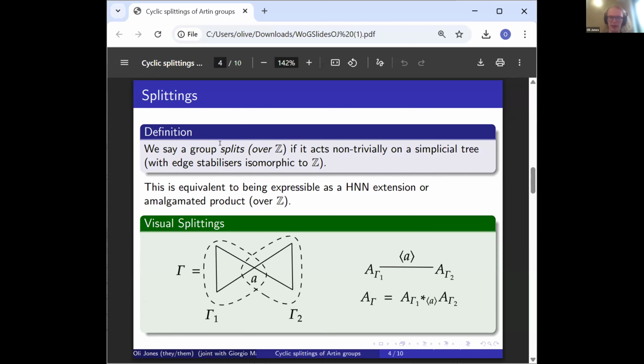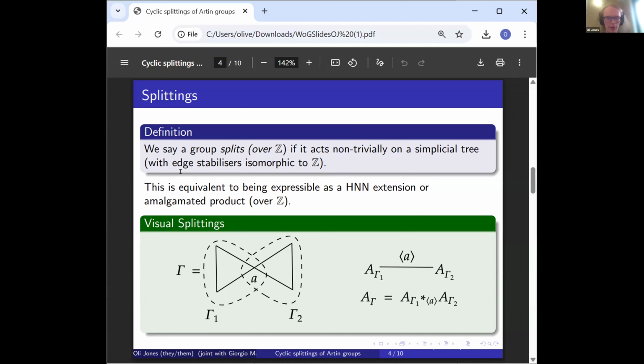By Bass-Serre theory, this kind of geometric characterization is equivalent to an algebraic thing, which is that you can express your group as an HNN extension or an amalgamated product, with Z as the group you're amalgamating over, for example, if it's a Z splitting. I should have said this non-trivially here just means without a global fixed point. Of course, any group acts with a global fixed point on a tree.